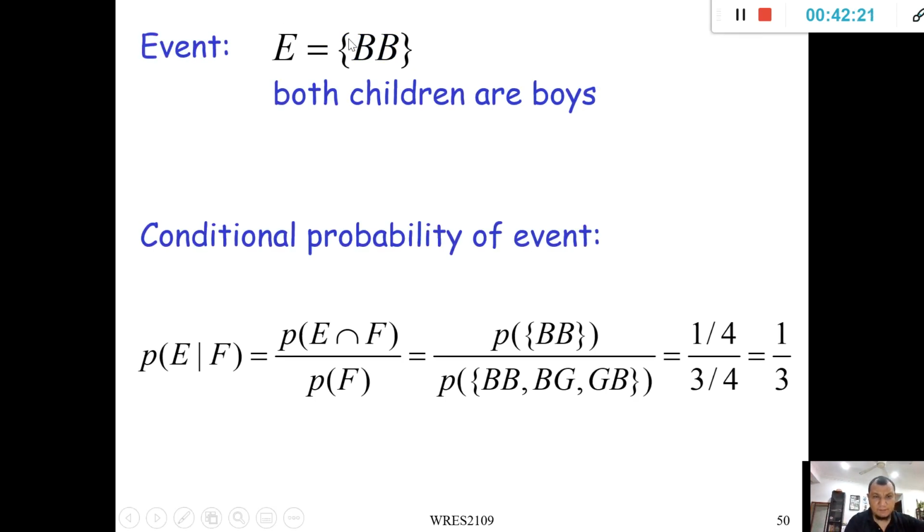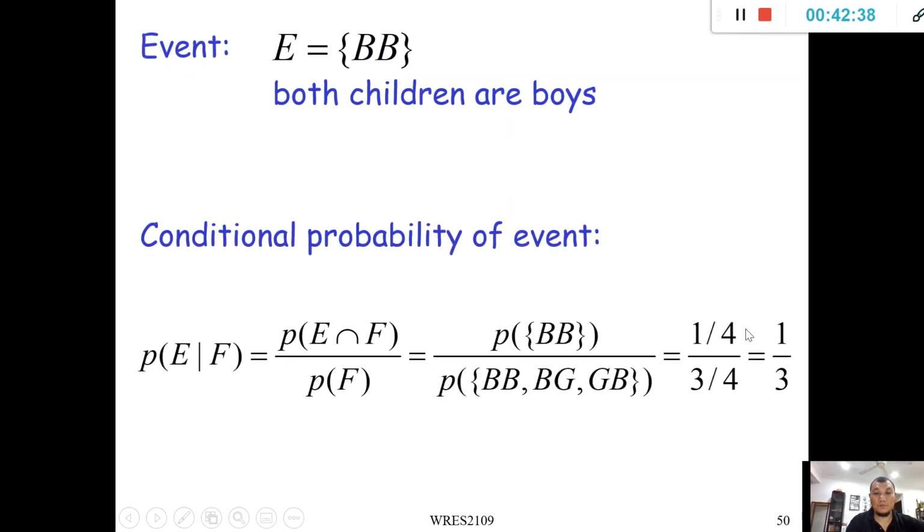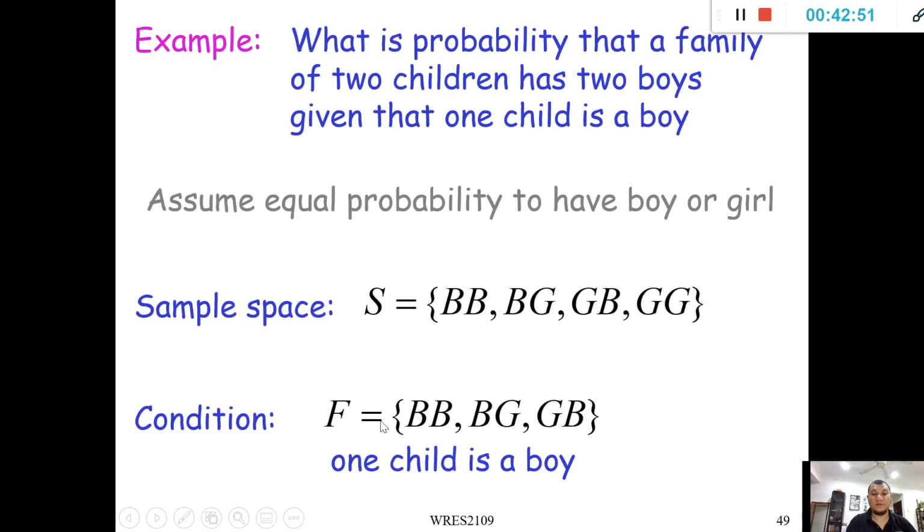Now you have E is BB, both children are boys. So you just use the formula and you have 1 over 3. So P(E|F) is P(E and F), two boys given that one child is a boy. So P(BB) is 1 and sample size is 4. And then P(BB, BG, GB) is 3 over 4. Okay, P(F), so F is here, 3 over 4.